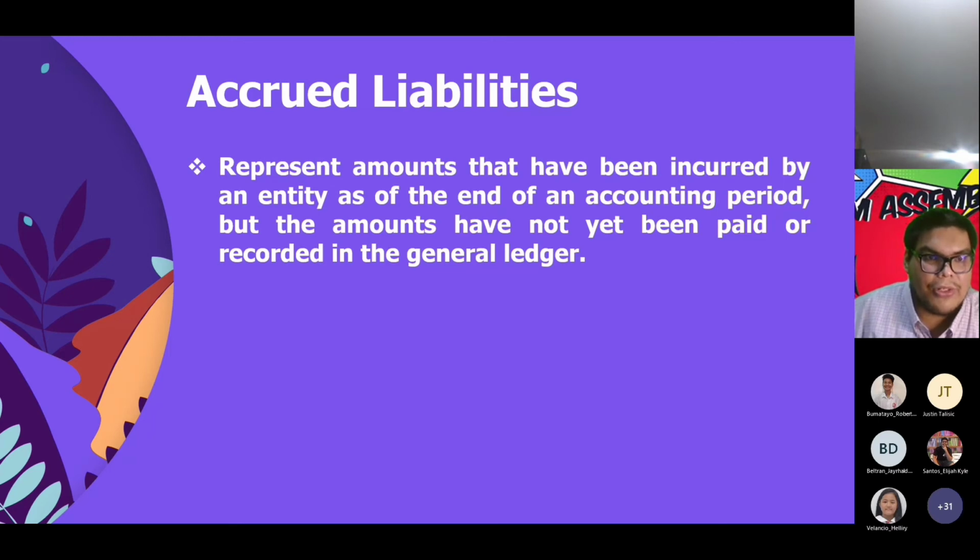Accrued liabilities, as mentioned already, represent amounts that have been incurred by an entity as of the end of an accounting period, but the amounts have not yet been paid. No? So, naipon na siya. Incurred. Have not yet been paid or recorded. Hindi pa siya nare-record sa GL, so later na si GL or General Ledger.